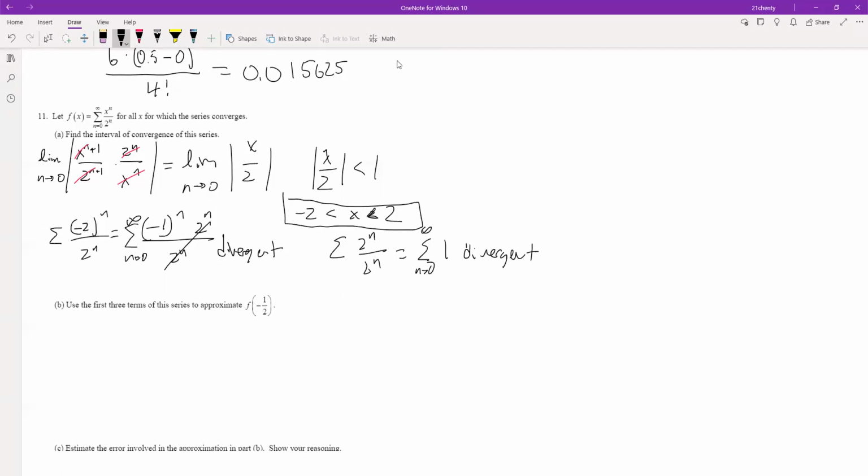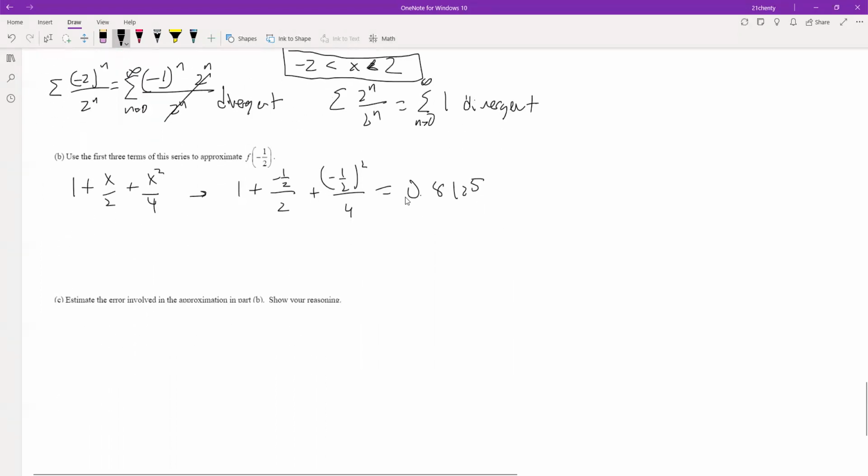Now moving on to part B, we're using the first 3 terms to approximate f of -1/2. So now we'll just plug in, well, I guess we'll write it out first. It's easier. So x to the 0 over 2 to the 0 is just 1, plus x over 2 plus x squared over 4. And then plugging in -1/2, we get 1 plus -1/2 over 2 plus -1/2 squared over 4. And this equals 0.8125. So that's our approximation. And now we're estimating the error of this approximation.